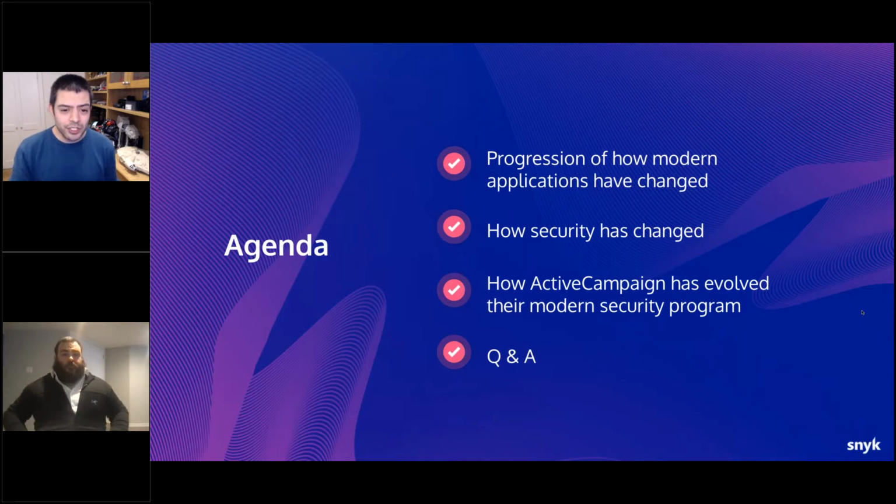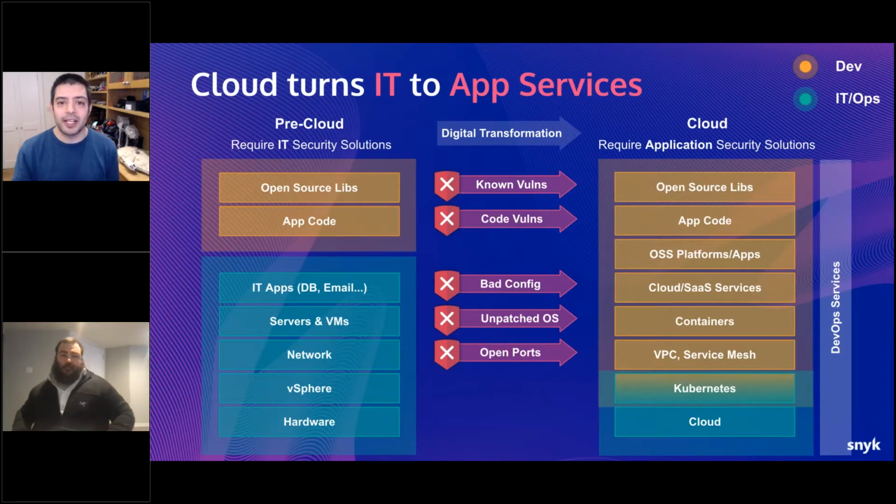So why don't we jump first of all into how our applications have changed, and we'll talk a little bit about how ActiveCampaign have gone through this progression as well. But largely this is how we see it, and on the left hand side here, this is the kind of pre-cloud deployment, whereby your application typically consisted of your developers writing custom code, pulling in a number of open source libs, and that was the application they threw across.